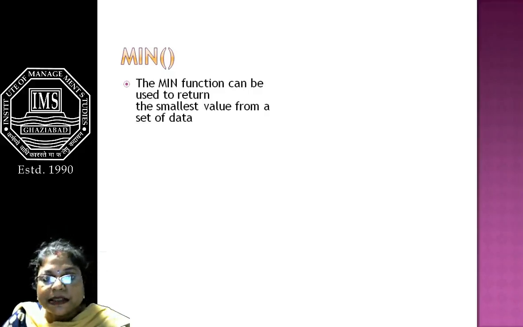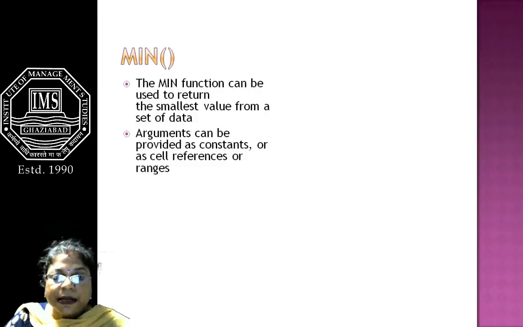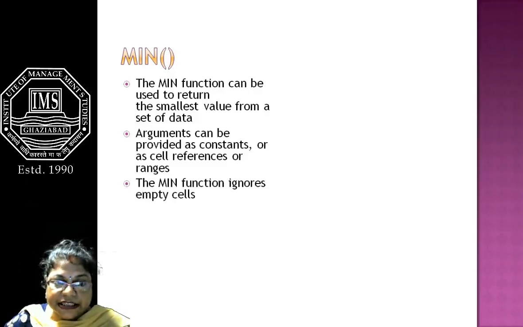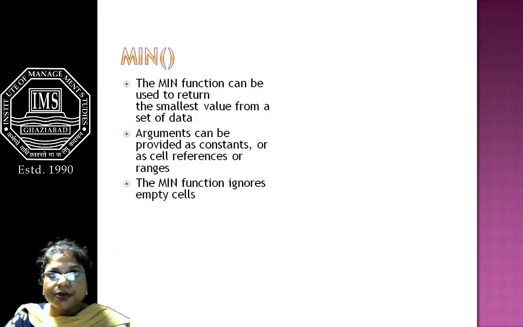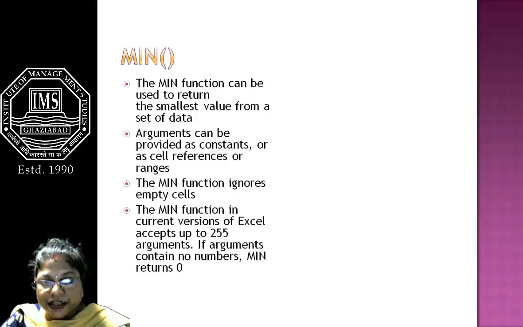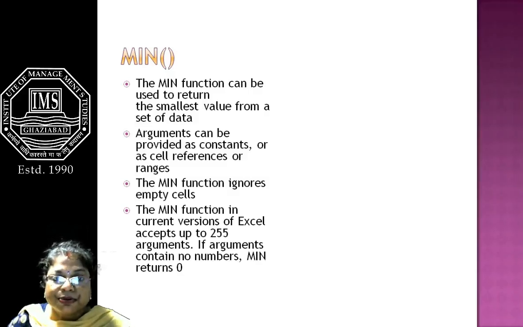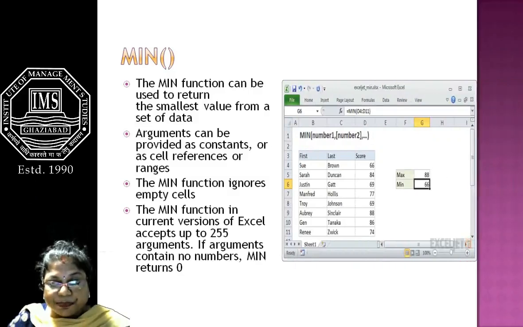MAX is going to return the largest value and MIN is going to return the smallest value among the range of values or the set of data. Arguments can be provided as a constant, a cell reference, or a range. The MIN function again ignores the empty cells in between, and in the current version of Excel, it accepts up to 255 arguments. If nothing has been provided as an argument, then MIN is going to return the value 0.